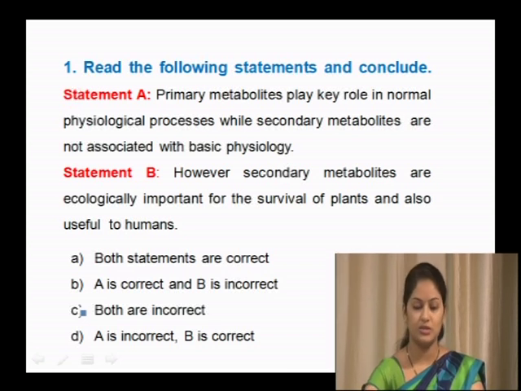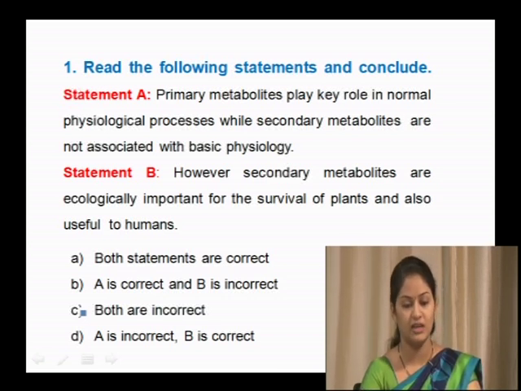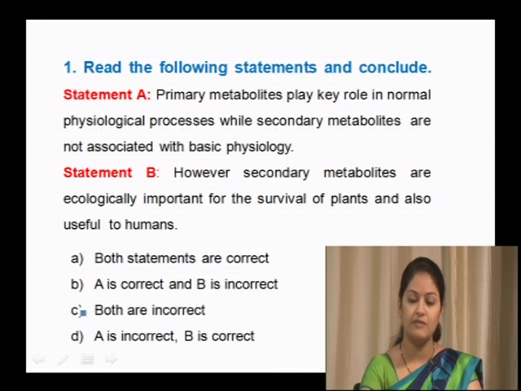So in this question, we have two statements and we have to conclude based on the concept given there. Statement A goes like this: primary metabolites play a key role in normal physiological processes, while secondary metabolites are not associated with basic physiology. Statement B: however, secondary metabolites are ecologically important for the survival of the plants and also useful to humans.